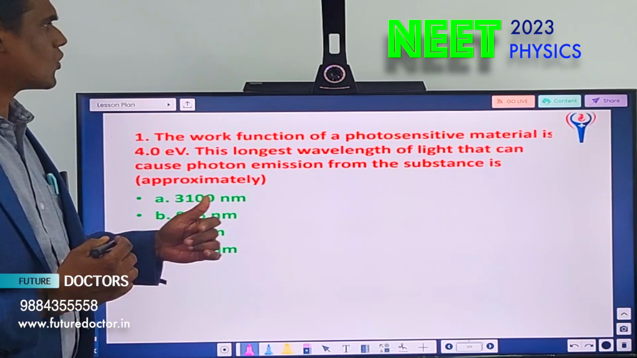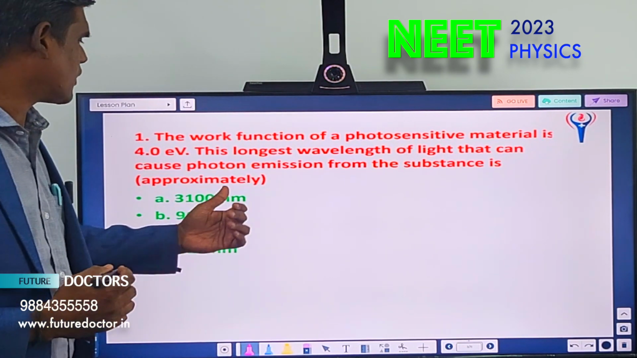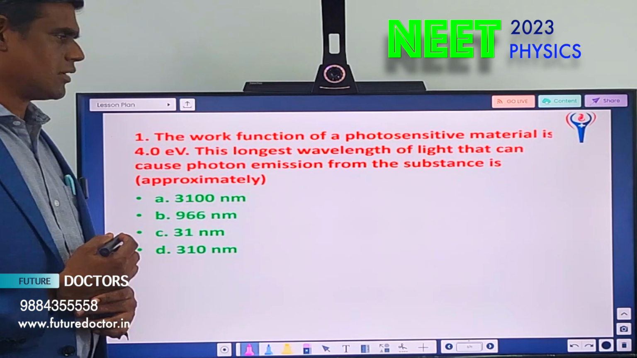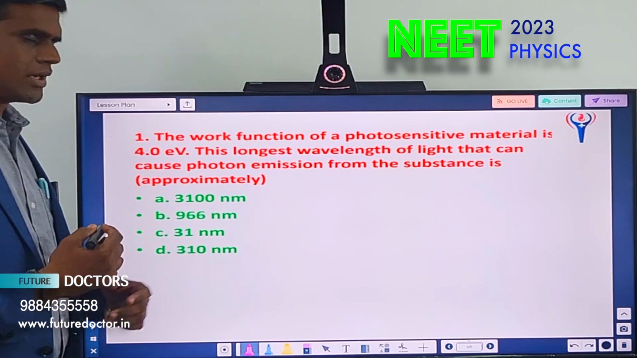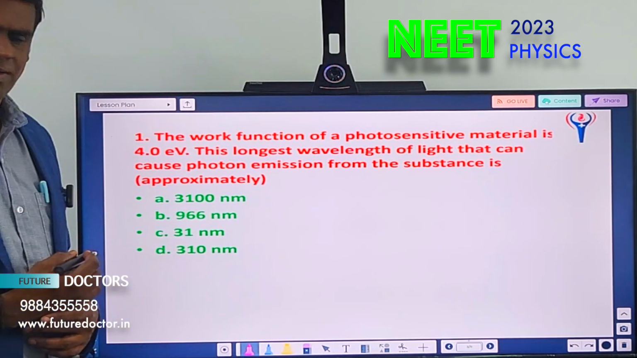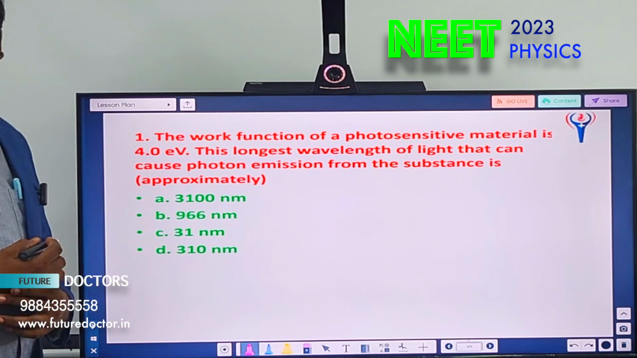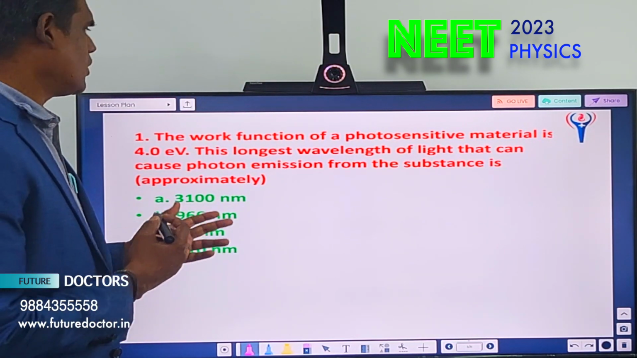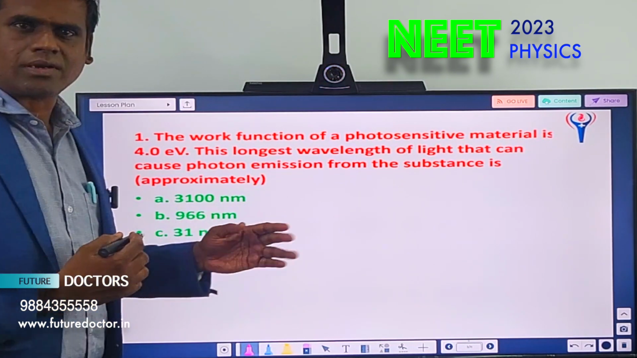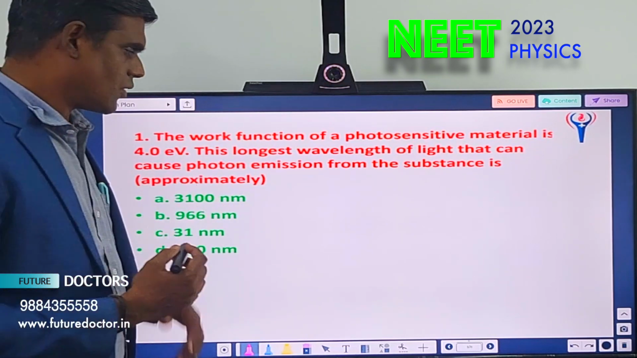The work function of a photosensitive material is 4.0 eV. The longest wavelength of light that can cause photoemission from the substance is dash, approximately dash. A option 3100 nanometer, B option 966 nanometer, C option 31 nanometer, D option 310 nanometer. You should know the formula for work function with respect to the energy emitted or absorbed. By knowing the formula, you will solve this question.